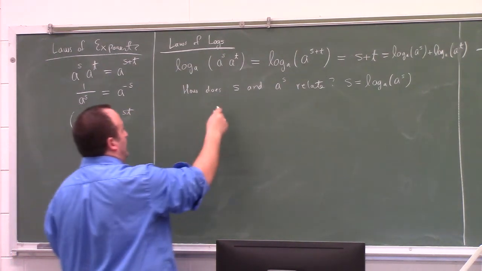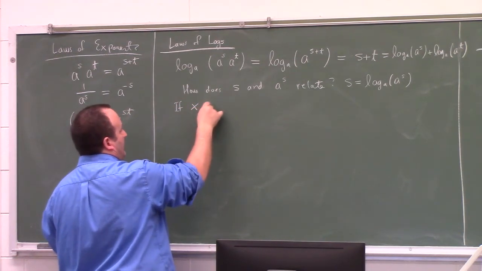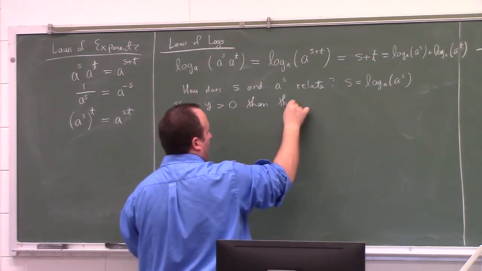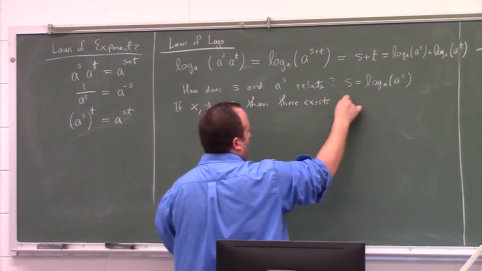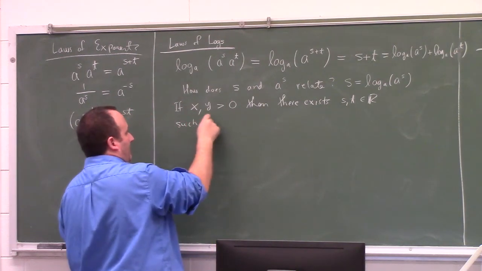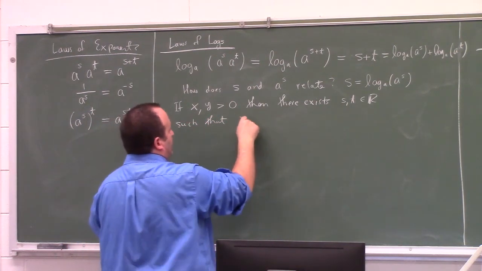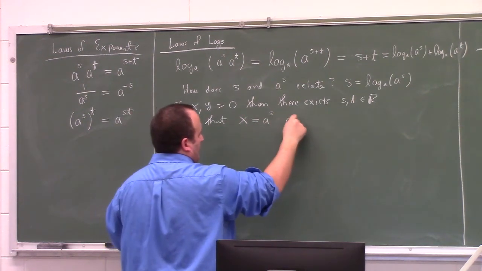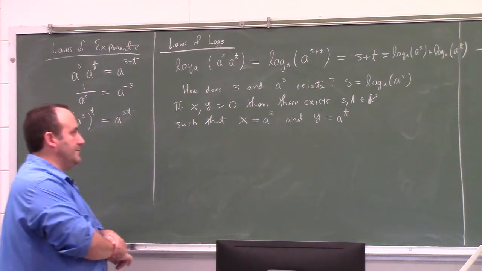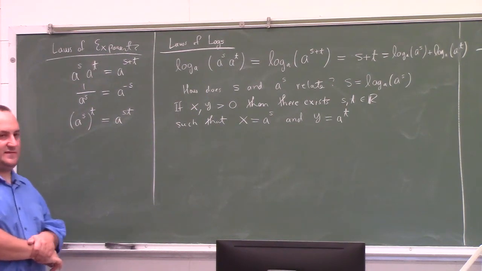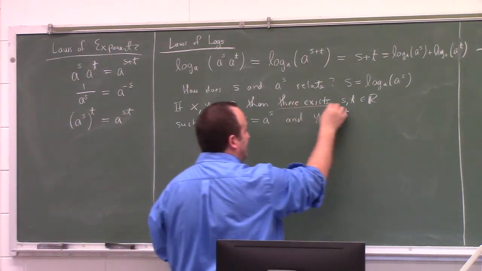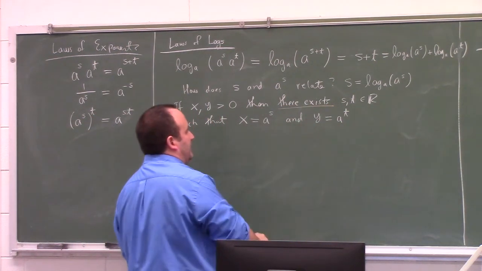And here's another thing. If x and y are greater than 0, then there exists s and t in the reals such that x equals a to the s and y equals a to the t. I say that there exists s and t. Can you tell me which s and t do it? I'm claiming there exists. What's my choice for s to get back x?